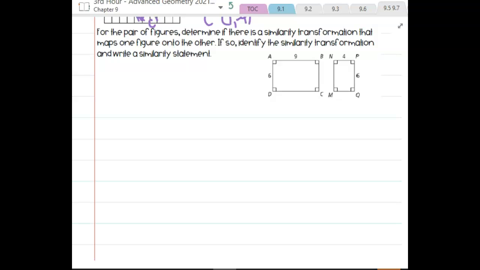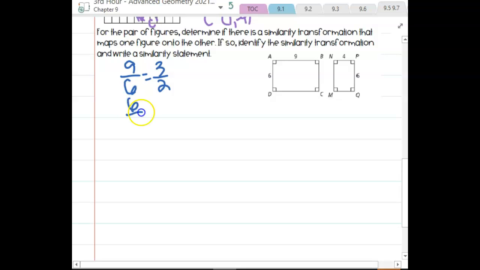The sides are proportional. Now, if you look at it as it is, we're not going to be able to do 9 over 4 equals 6 over 6. That's not going to work. But if I were to rotate it, and if I did the long side, which is 9, over the long side here, which is 6, that would reduce down to 3 over 2. And then if I do the shorter sides, it would be 6 over 4, which also reduces down to 3 over 2. So it does look like there is a similarity transformation.